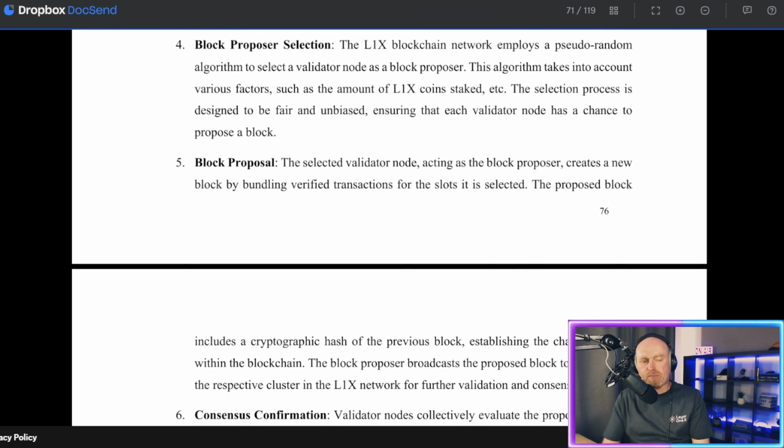Number 4. Block proposer selection. The L1X blockchain network employs a pseudo-random algorithm to select a validator node as a block proposer. This algorithm takes into account various factors, such as the amount of L1X coins staked, etc. The selection process is designed to be fair and unbiased, ensuring that each validator node has a chance to propose a block.